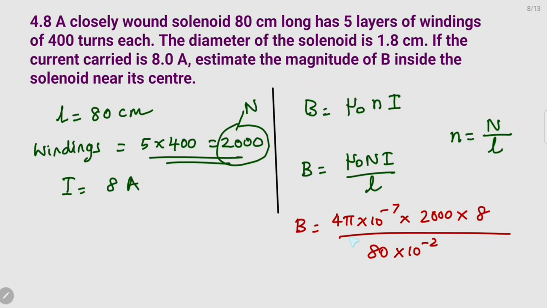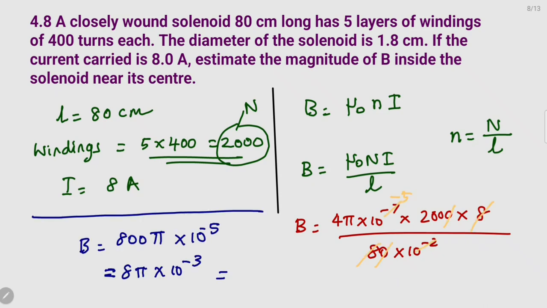I just substituted the values, you can see here. So mu naught 4 pi into 10 power minus 7. Total number of turns 2000, into current 8 ampere, by length which is given 80 centimeter. So again I want to convert into meter. 80 into 10 power minus 2 meter. So if you simplify, you will get the answer.